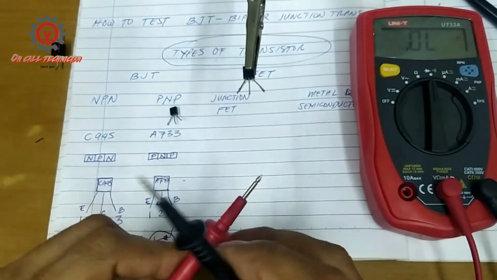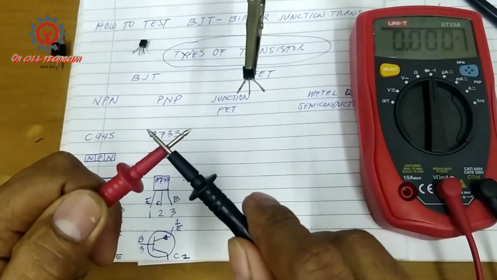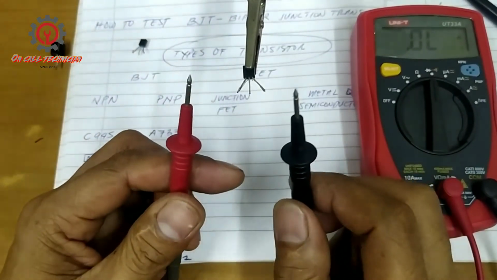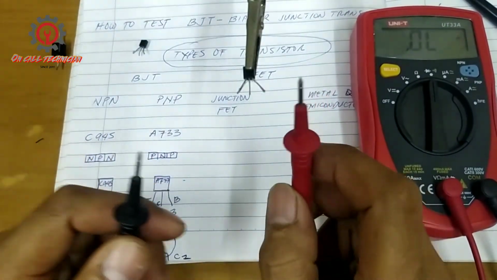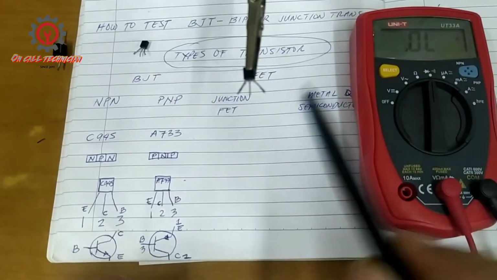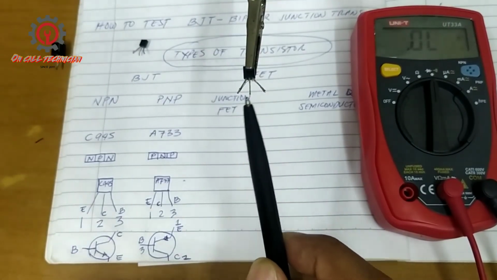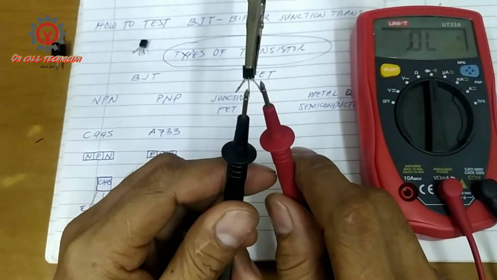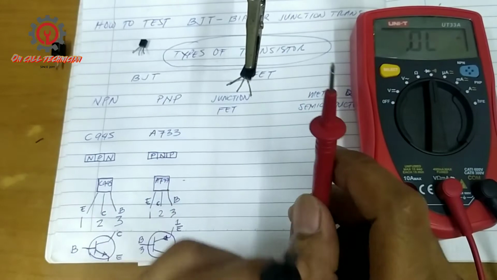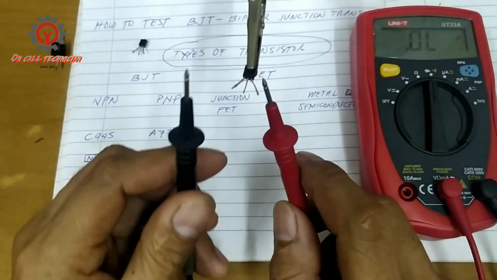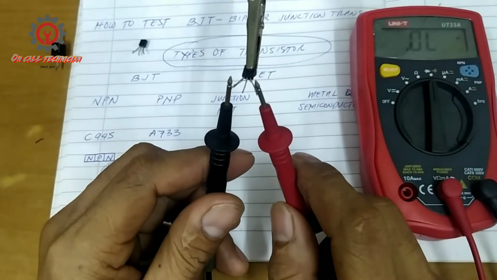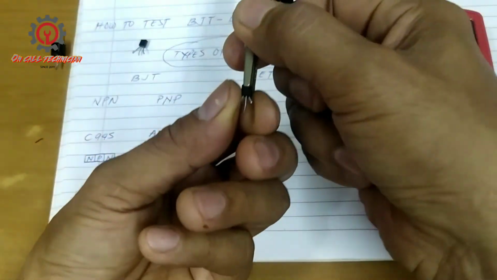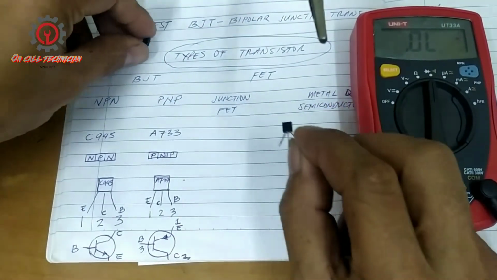Now I'm going to prove that that is shorted here. Okay, the reading is 0000. Now if I reverse this one, guys, remember this is negative, positive, positive, so there must be no reading. Okay, for the base and collector, no reading, but for the base and emitter, it's shorted. Therefore this transistor is shorted, and this one is good.